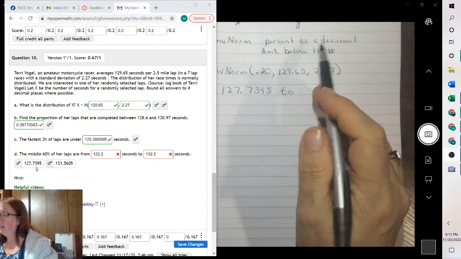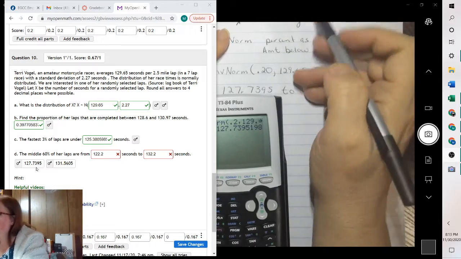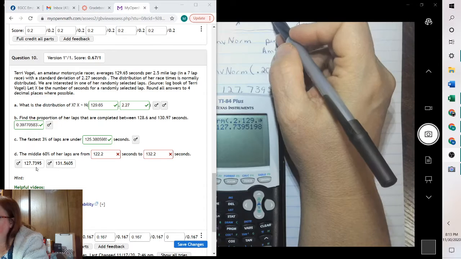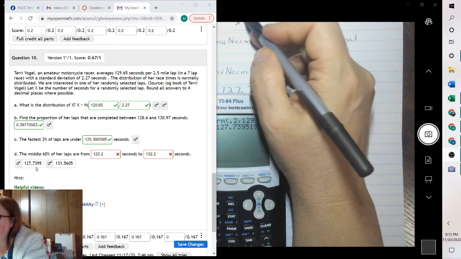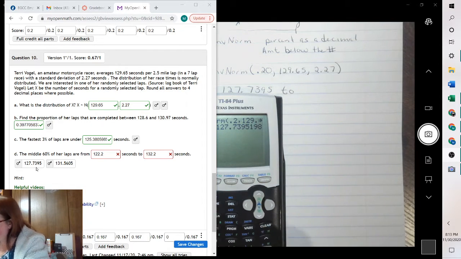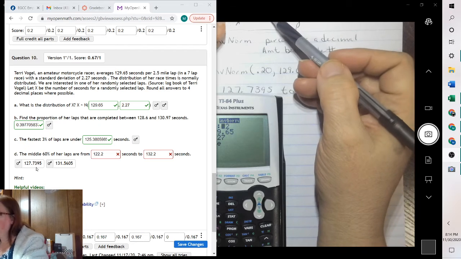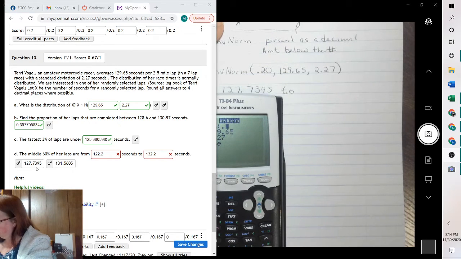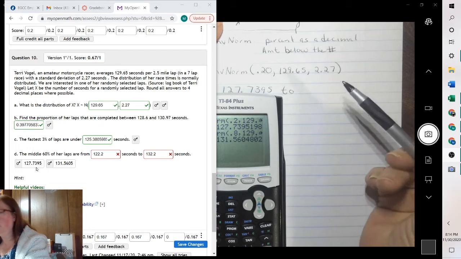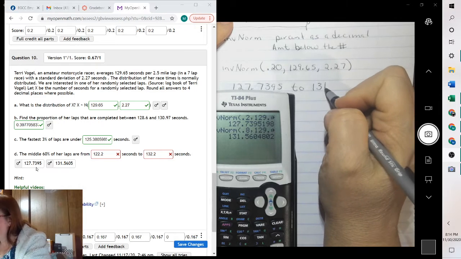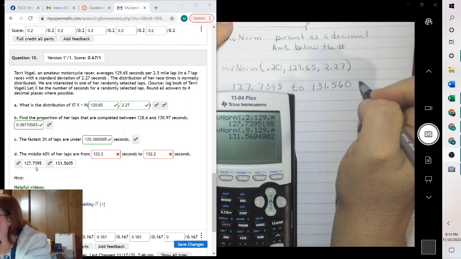To find the higher value, we want the data below y, or the percent. So it would be 60 and 20 or 80. So then when you go back into your distribution, instead of the 20, 60 and 20, you want 0.80. Go all the way down and hit enter. And there's your answer. 131.5605.